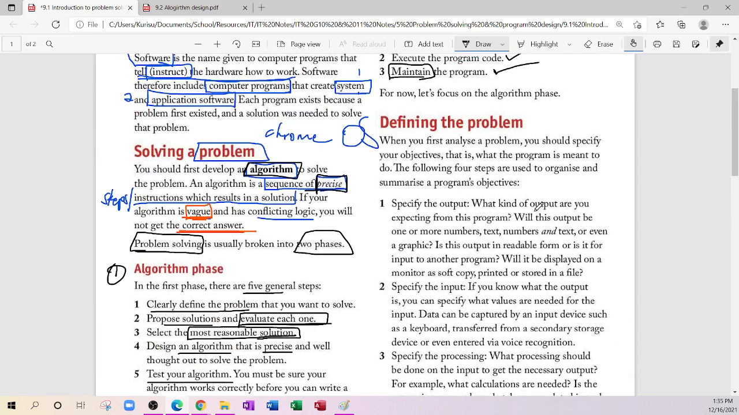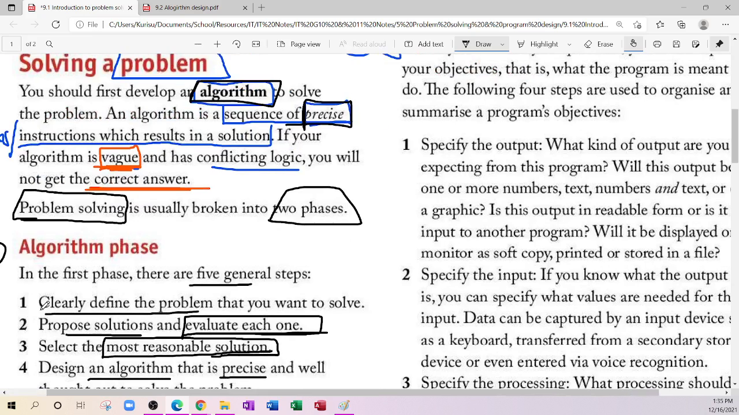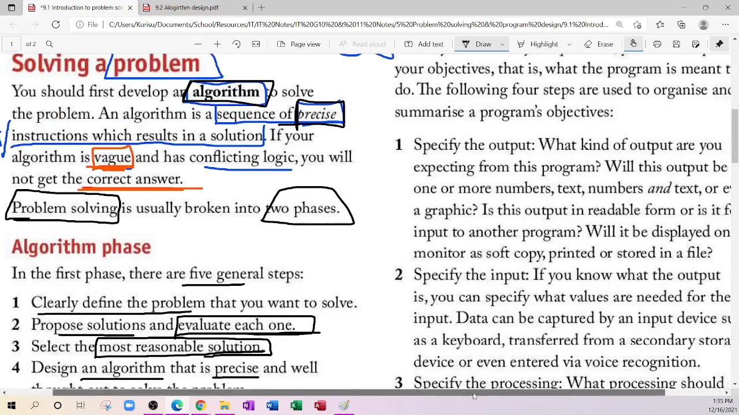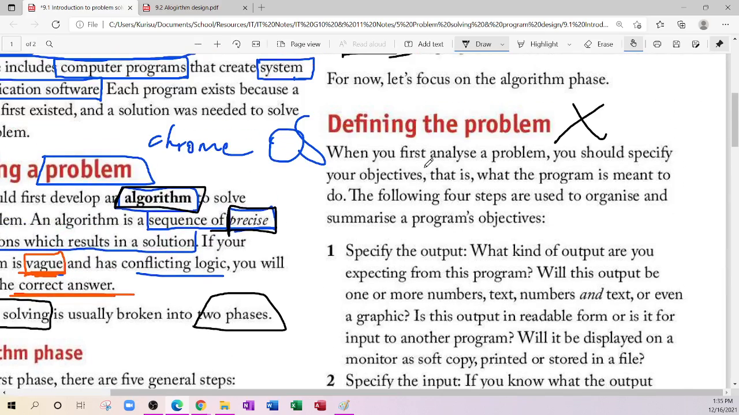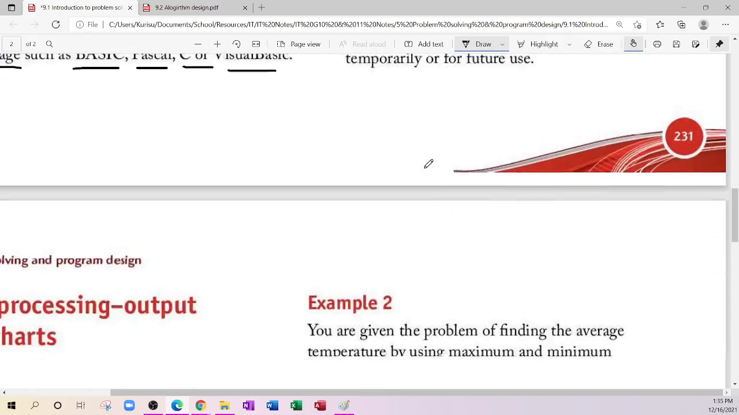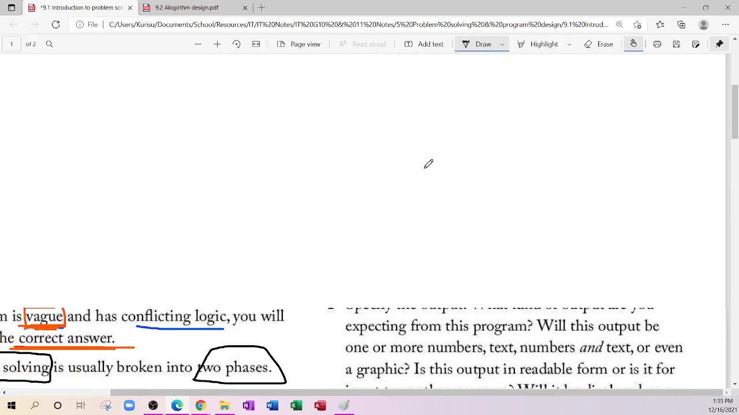So now we're basically gonna have a breakdown of defining the problem. This section here is a part of the algorithm phase. Number one, clearly define the problem. So that's what we're gonna be doing here, defining the problem and how we can basically clearly define it.